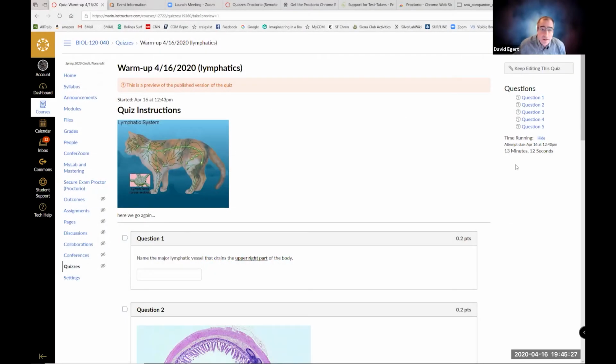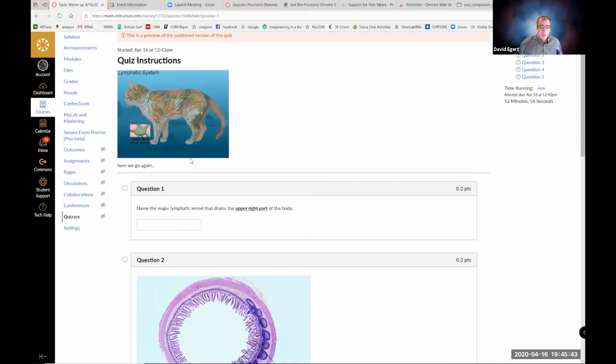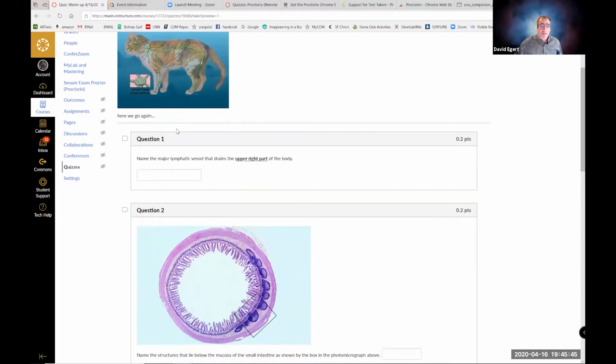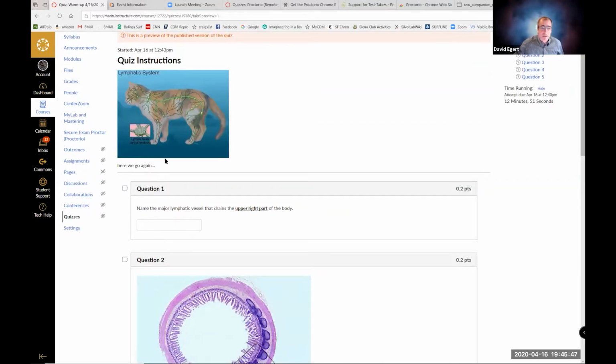So let's get back to our warm-up. It starts with this cat here. The cat actually was labeled. I had to take this into Photoshop and get rid of the labels, or else it gave away a lot of the answers. So it was a little tricky to have a picture of a cat with lymphatics, but not give away the answers.